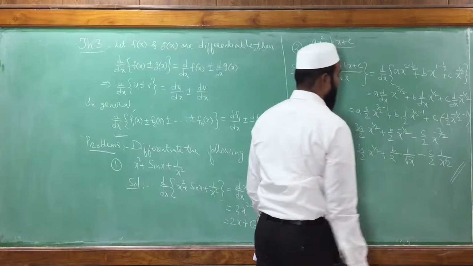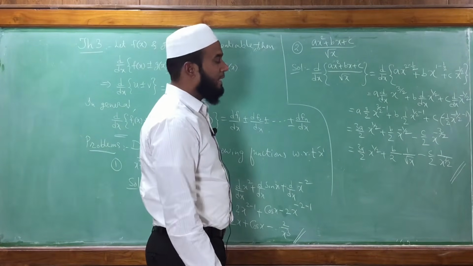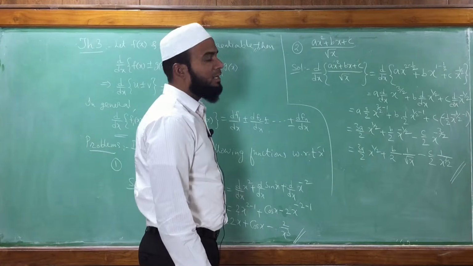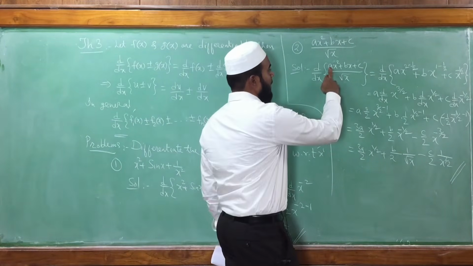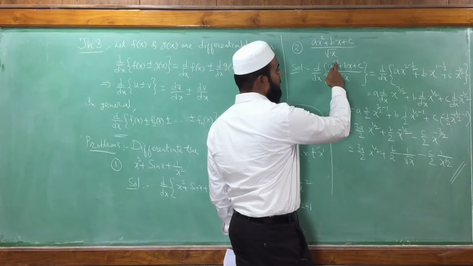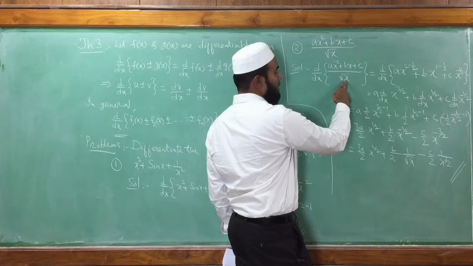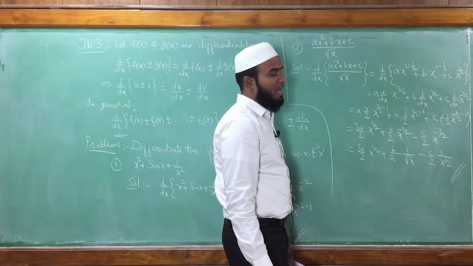So this is the required answer, right? I'll explain once again because this problem is a little bit difficult compared to the previous problems. What we are doing: a x power 2 is there, right? A into x power 2, and here x power 1 by 2. When you take this x power 1 by 2 in the numerator, we'll get x power minus 1 by 2.